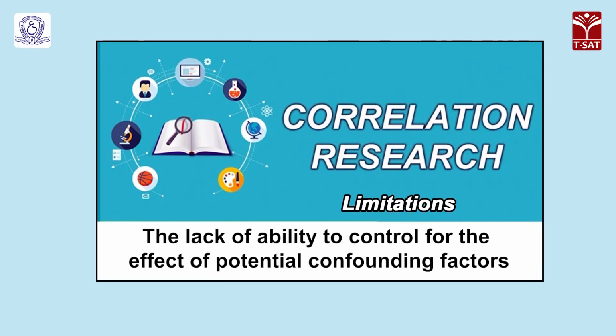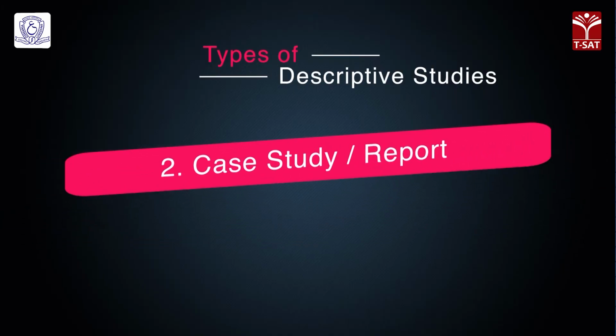A second major limitation of correlation study is the lack of ability to control for the effect of potential confounding factors. Finally, correlational data represents average exposure consumption levels rather than actual individual levels. Another important type is the case study or the report.